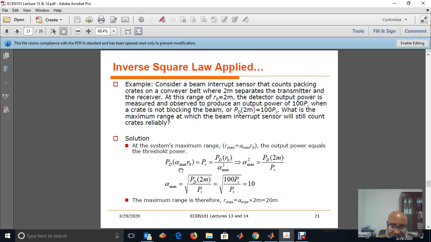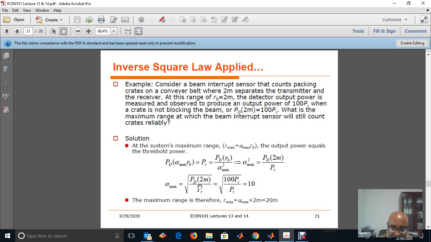So remember that the beam interrupt sensor will count until a distance where I have the minimum required power, which is P tau. So at that point, I have maximum range. So the received power at that distance, which is alpha max times R naught, is the received power at the reference distance divided by alpha max square. So this is equal to PD at 2 meter over P tau, the threshold power.